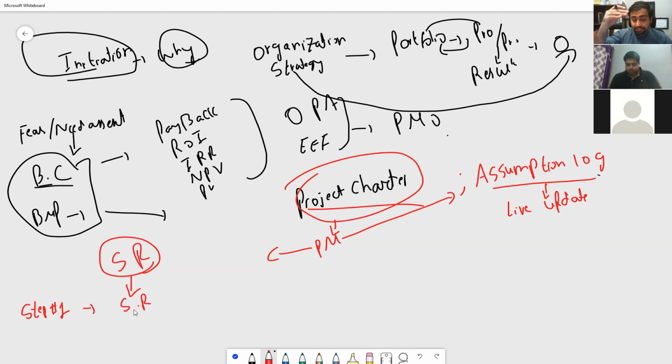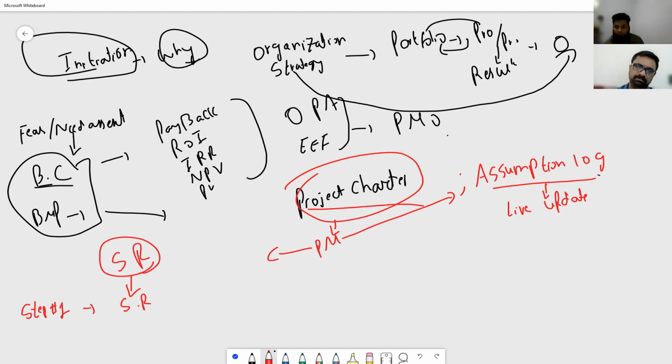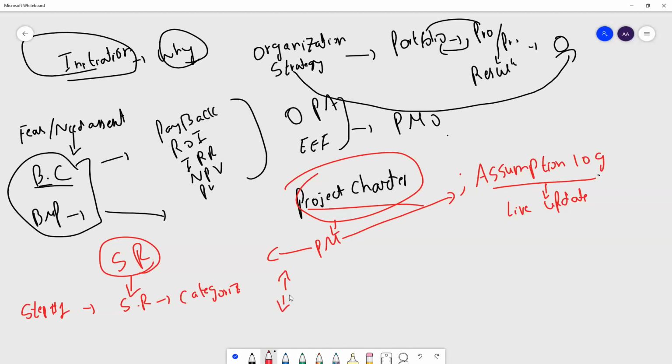Once you have put them in the stakeholder register, the next thing is that not all stakeholders have equal value. Not all stakeholders are equal. Some have high power, high interest. So the next step becomes to categorize the stakeholders as upward stakeholders, downward stakeholders, sideward stakeholders, internal stakeholders, external stakeholders. Like a customer is a stakeholder. So you categorize all the stakeholders in this way.